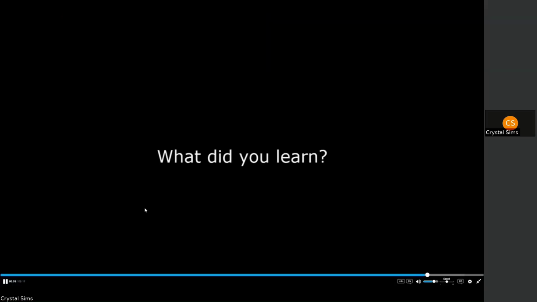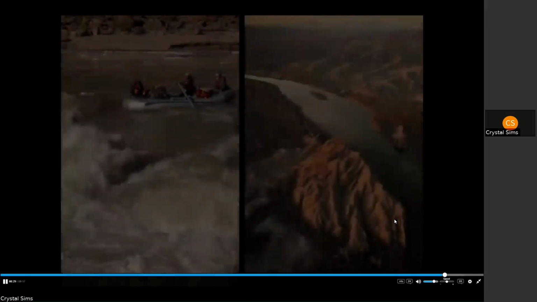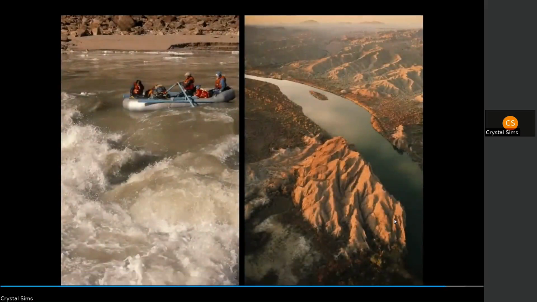What did you learn? The Mississippi River's flow velocity is primarily controlled by gradient, discharge, channel roughness. Discharge controls the Mississippi River's flow velocity, or speed. If you had to choose, which one of these stretches would you say is lower in the Colorado River basin, and why?